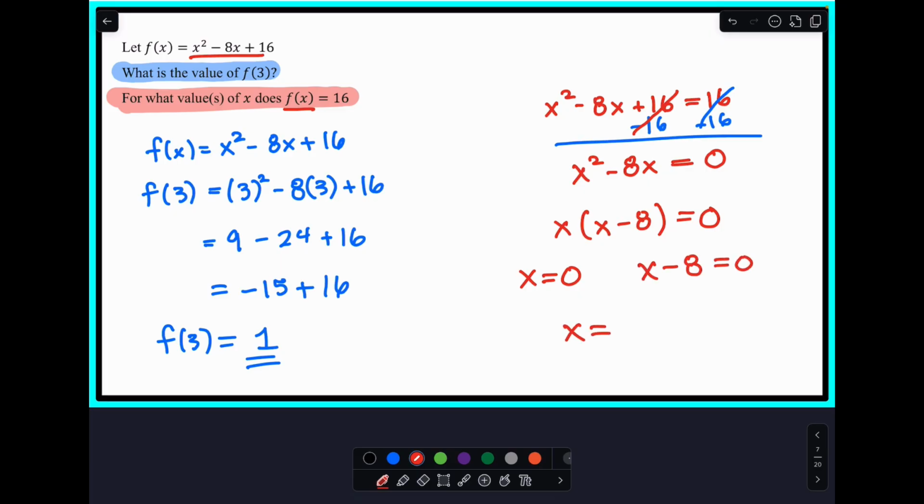So here are the two solutions. x is going to equal the solution of 0. And here I would have to move the 8 over by adding it, so it would have to be a positive 8. So these are the values of x that satisfy the condition that f of x equals 16.